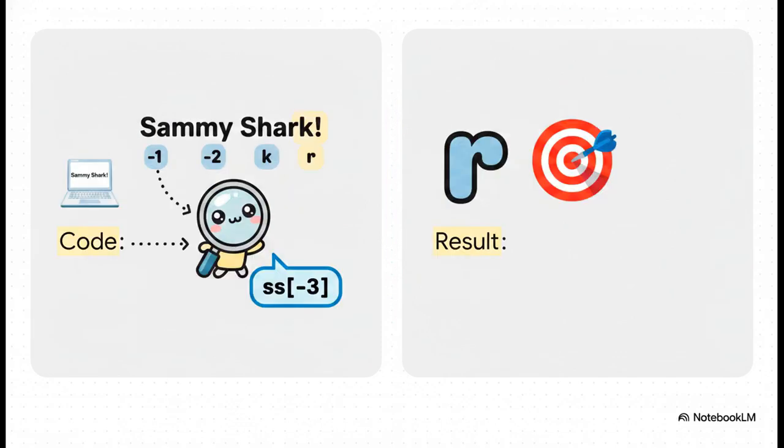Let's try one more, just to make sure it sticks. What if we want that R in Shark? Well, we just count backward from the end. The exclamation point is -1, the K is -2, so the R has to be at index -3. And as you can see, the code agrees.